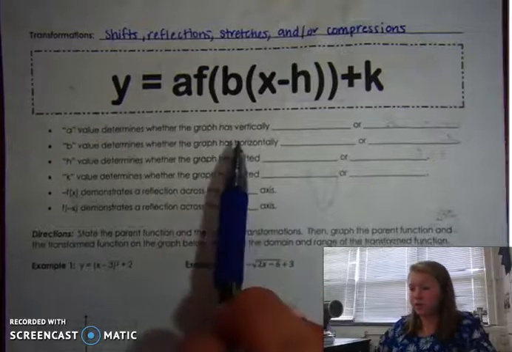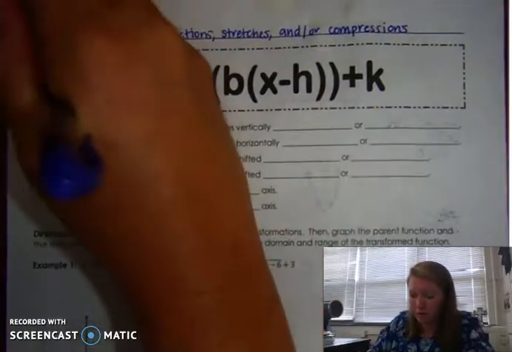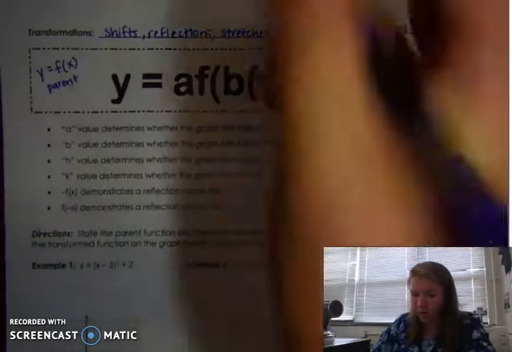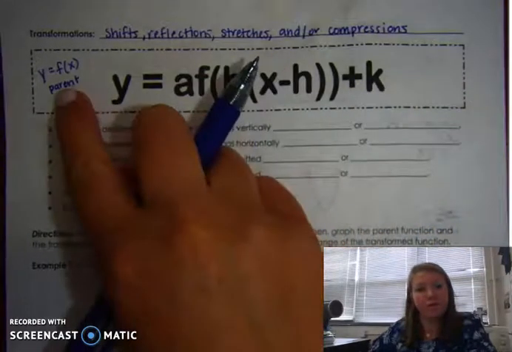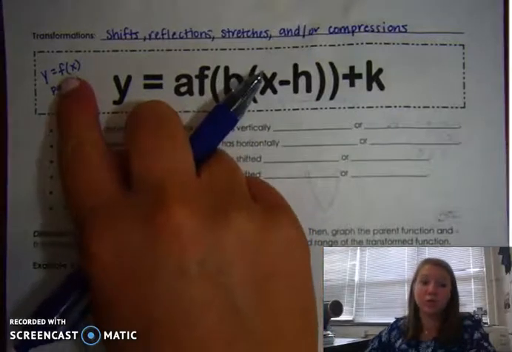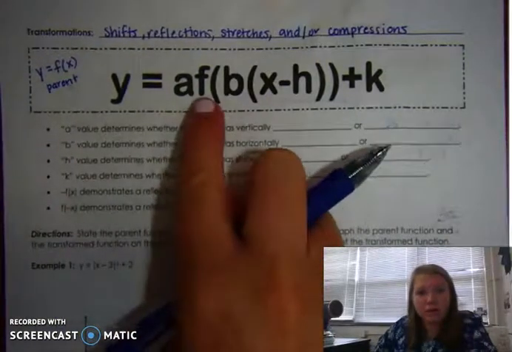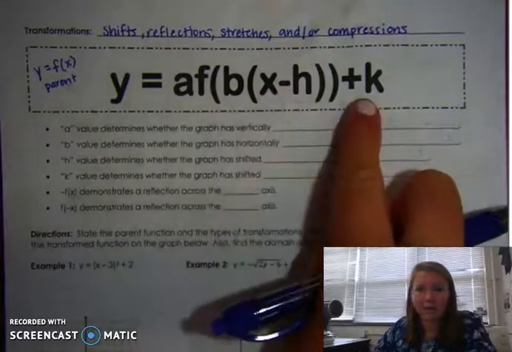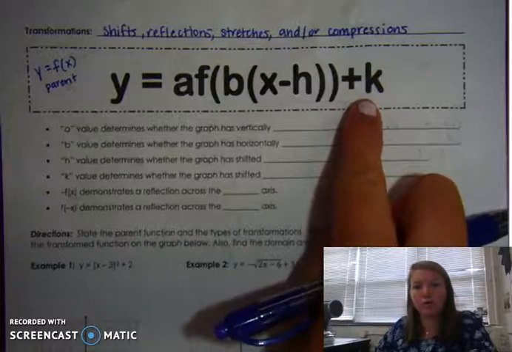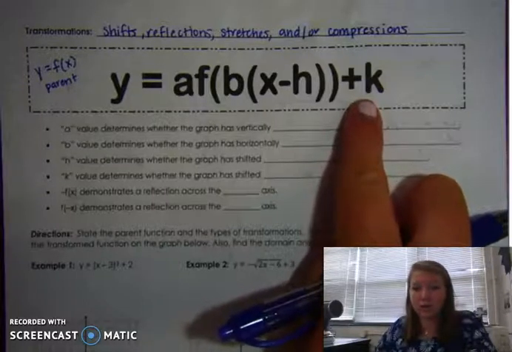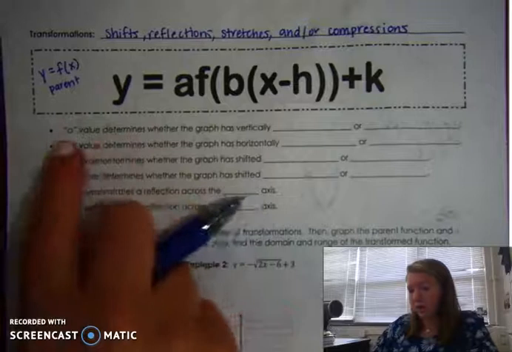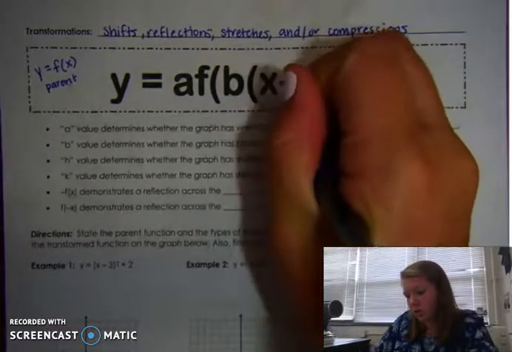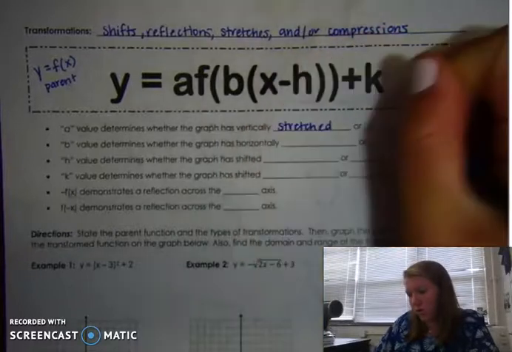The general setup, if we're thinking about y equals f of x being the parent function. Hopefully you've seen f of x used before to denote functions. Here you can see the f and the x, but we have an a, b, h, and k added in there as well. Those letters are representing all of our transformations that could occur to this function. So the a value determines whether the graph has vertically stretched or compressed.